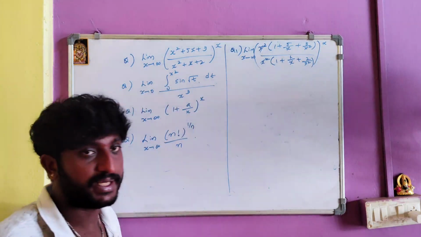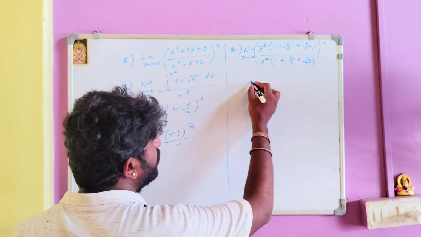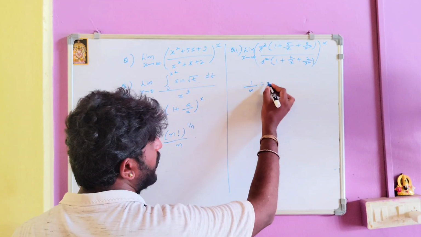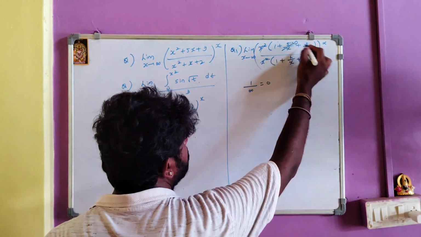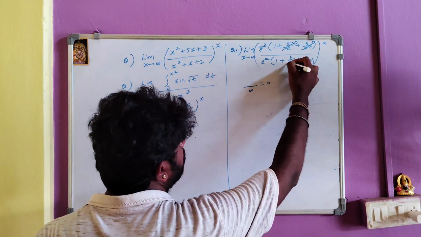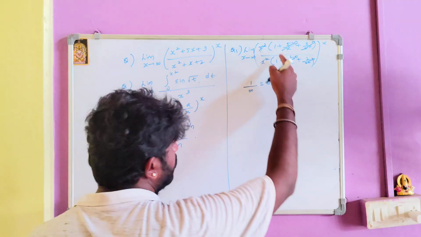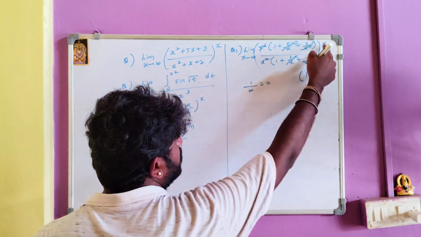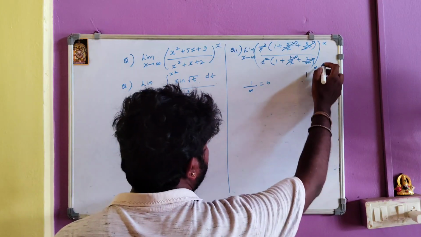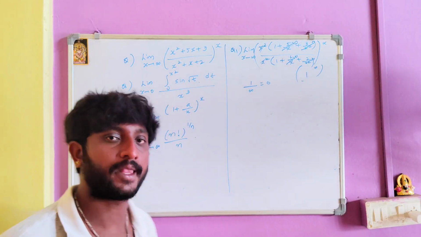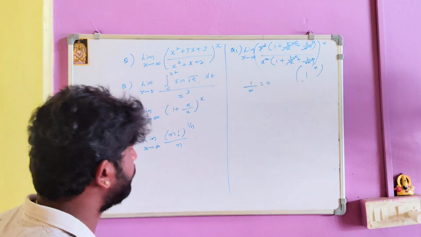Now if you apply the limit, pi by infinity, we know that 1 by infinity equals 0. That means pi by infinity equals 0. This value also becomes 0. Finally, we are left with 1 by 1, that is 1, whole raised to power of, in place of x replace infinity, we get infinity. That means we get the 1 raised to power of infinity form.